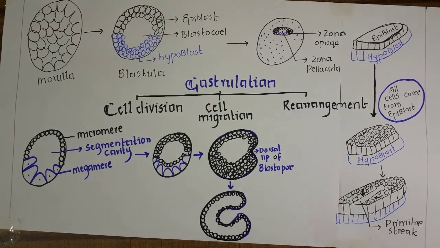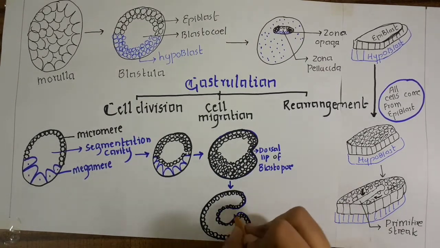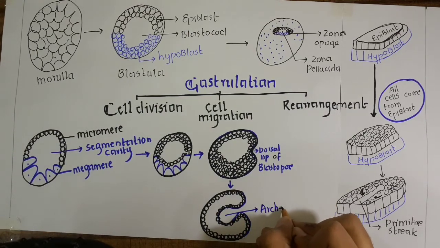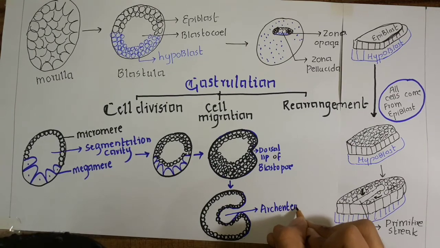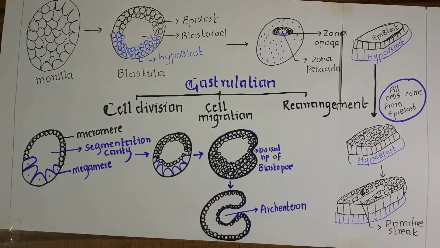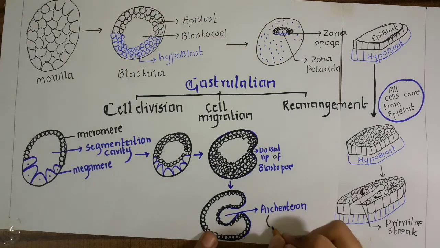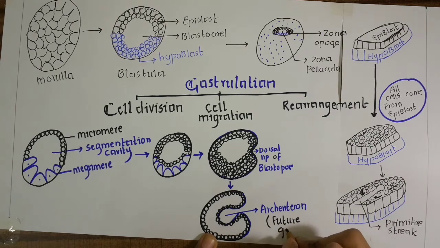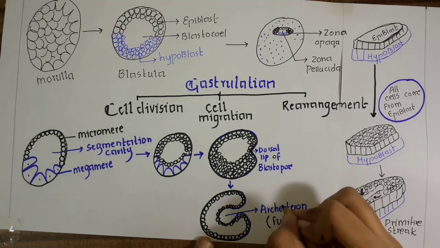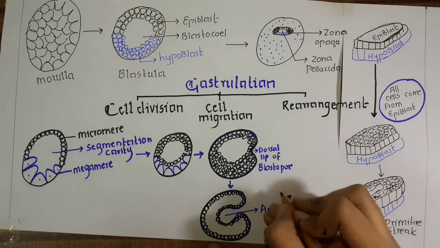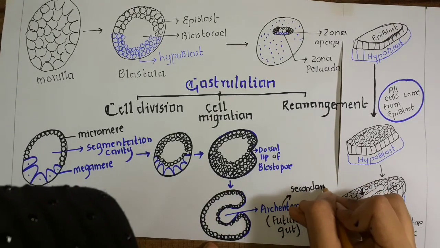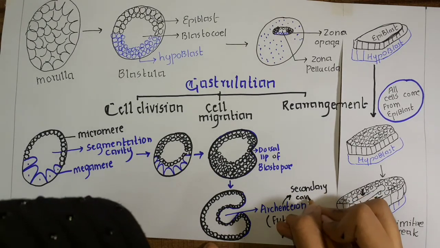And this archenteron, when the upper and the lower layer fuse together, because they are so near to each other now, they will form the secondary gut. What will be formed? The future gut and the secondary cavity, and the primary cavity is the segmentation cavity. Now how this archenteron resembles or compares with the chick, we will discuss in the next video lecture.